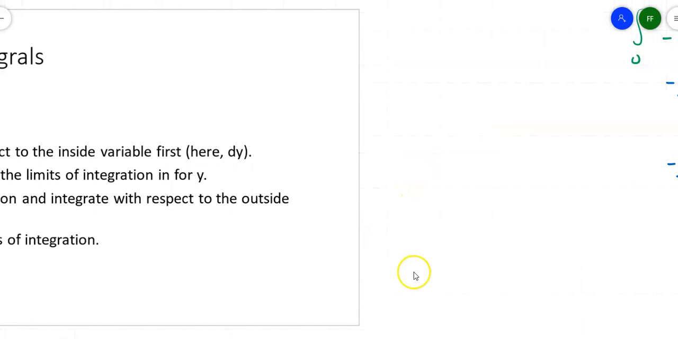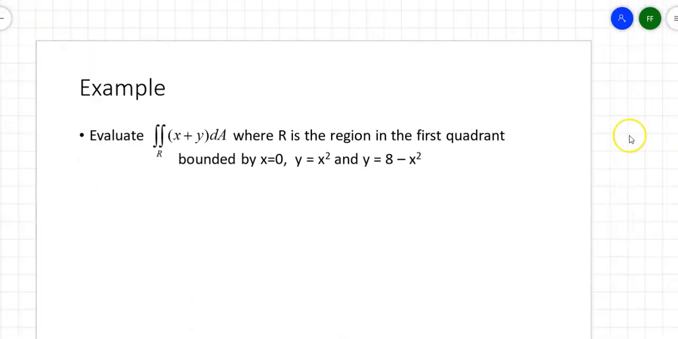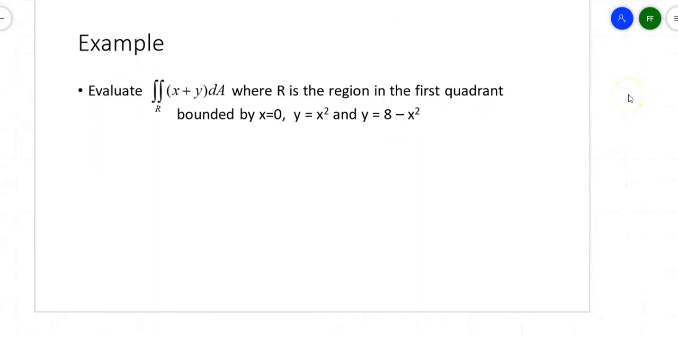All right, let's take a look at another one. This says I want to evaluate this integral of x plus y. Again, that dA means with respect to the area, where R is the region in the first quadrant bounded by x equals 0, y equals x squared, y equals 8 minus x squared.